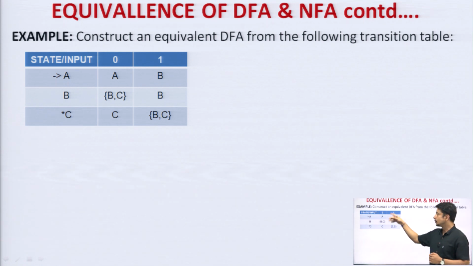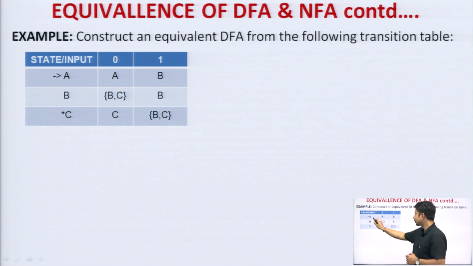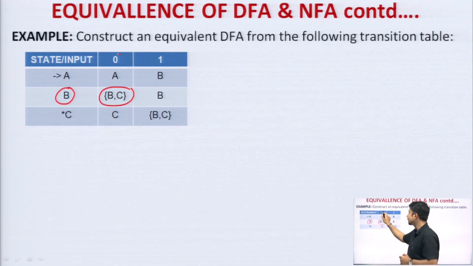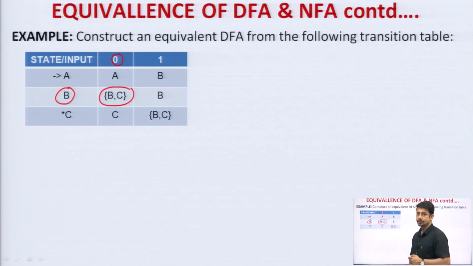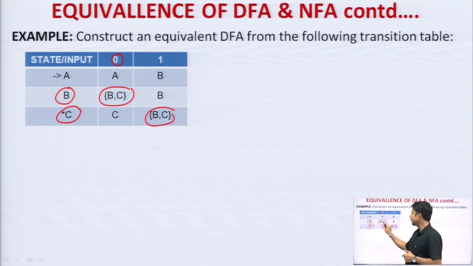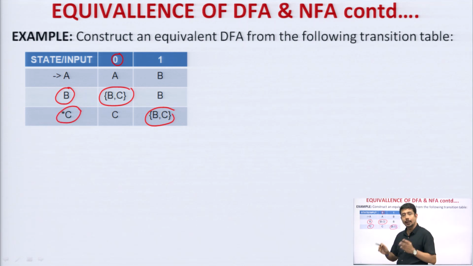How did I get to know that this is an NFA? Because for the state B, for the input symbol 0, it has multiple state transitions. So that means it is not possible that it is a DFA. Apart from that, if you find phi also, then you will be able to know that it is an NFA diagram.